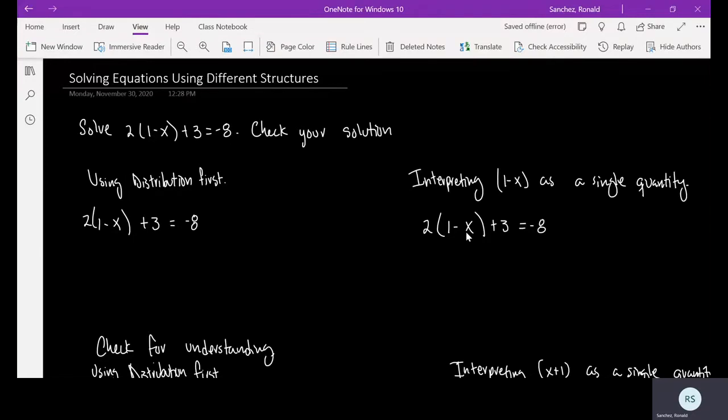Now we continue to solve equations, and we're going to be using different structures now.